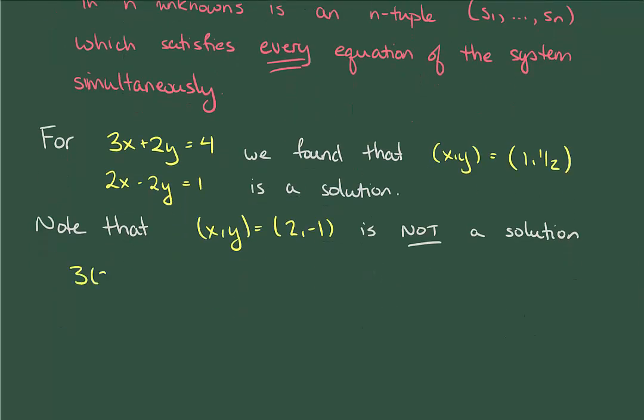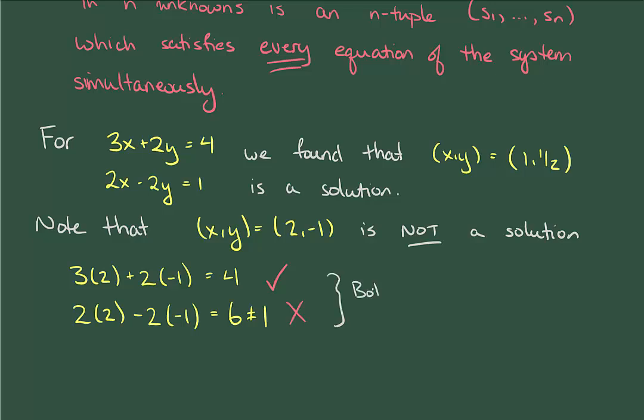So if we plug (2, negative 1) into the top equation, well, it does give us the correct answer of 4. But if we plug these into the bottom equation, it gives us 6 instead of 1, which is what we were expecting, which tells us that the equation is not satisfied. And remember, both equations have to be satisfied for this to be a solution. Our focus is going to be solving these sorts of problems.